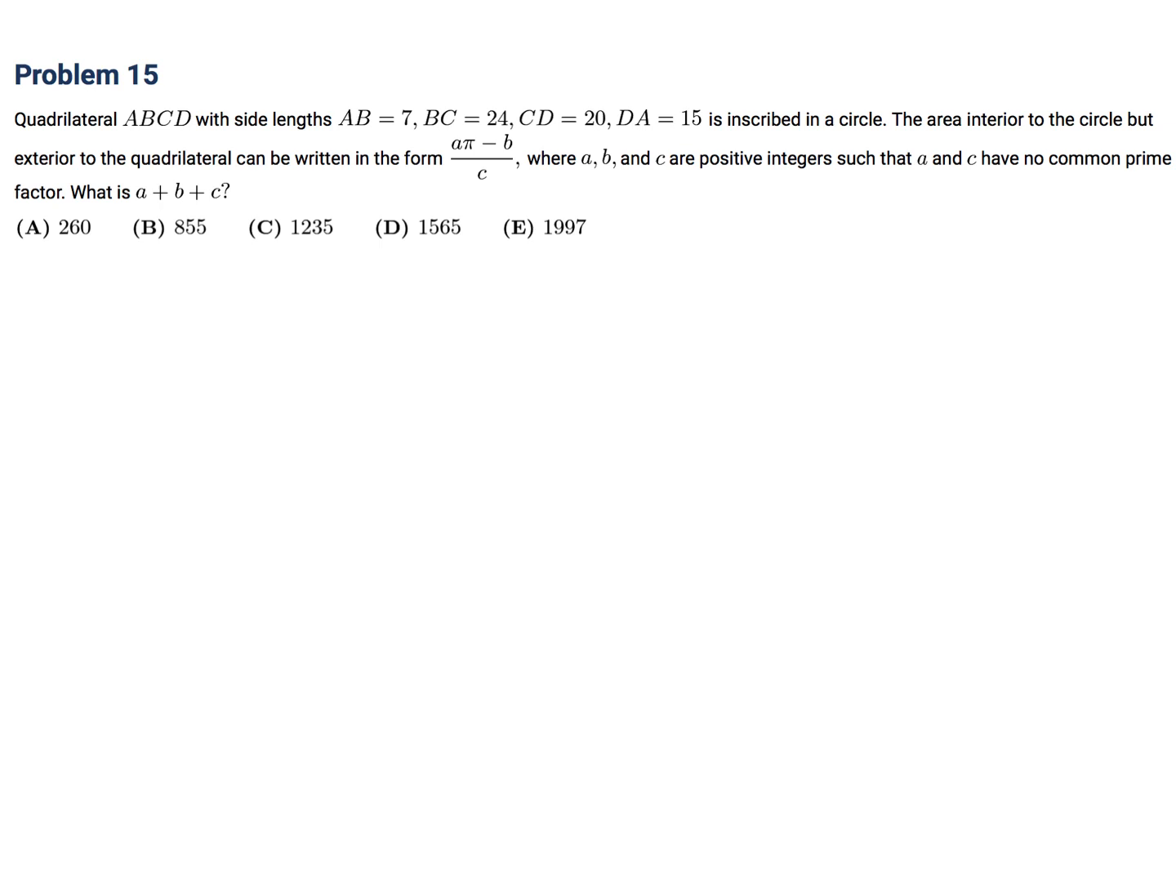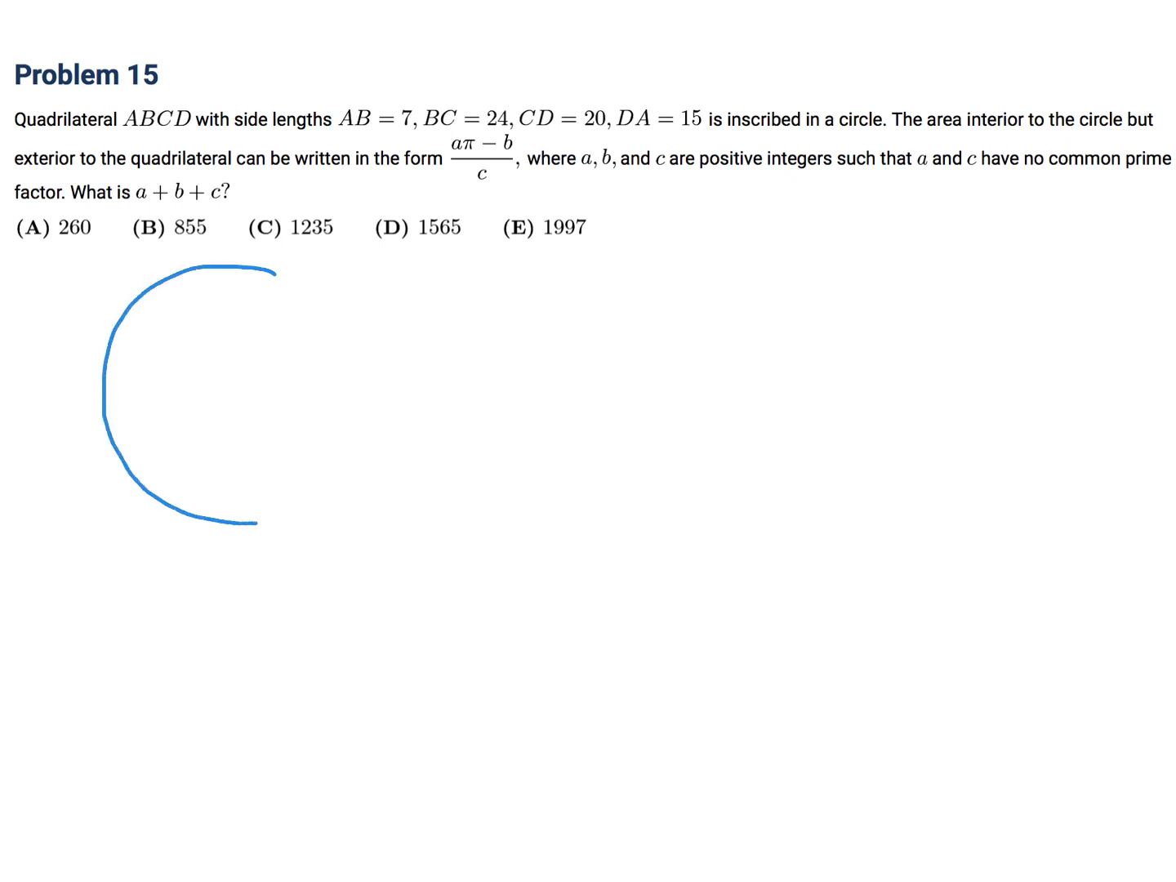Quadrilateral ABCD with side lengths AB 7, BC 24, CD 20, and DA 15 is inscribed inside a circle. The area interior to the circle but exterior to the quadrilateral can be written in the form A pi minus B over C. What is A plus B plus C?